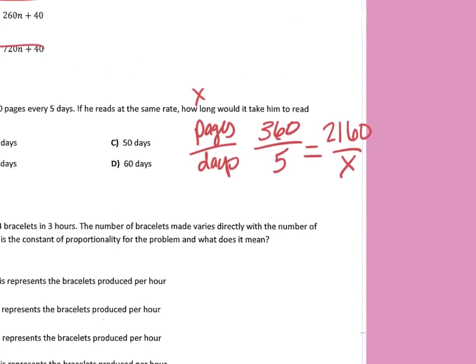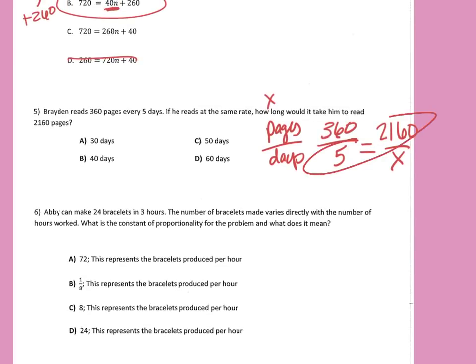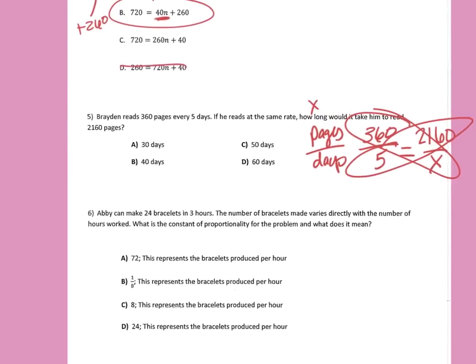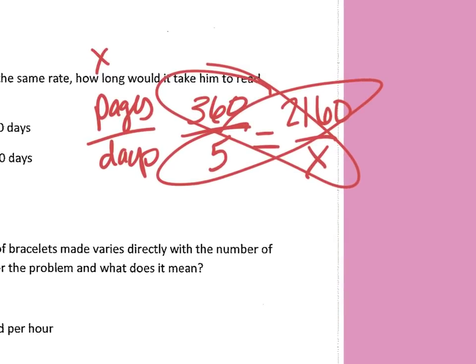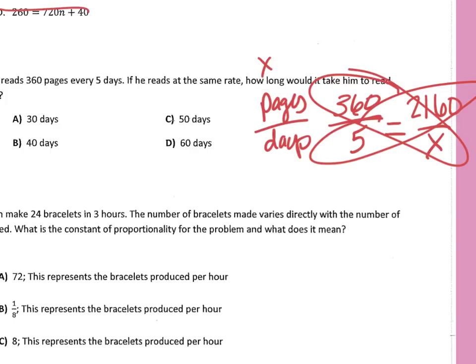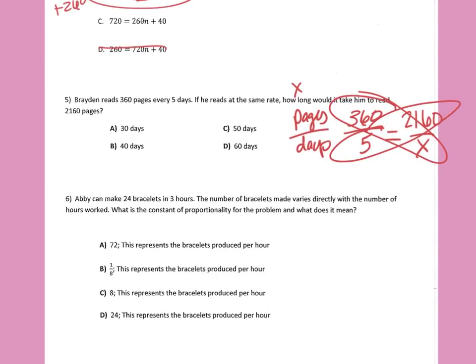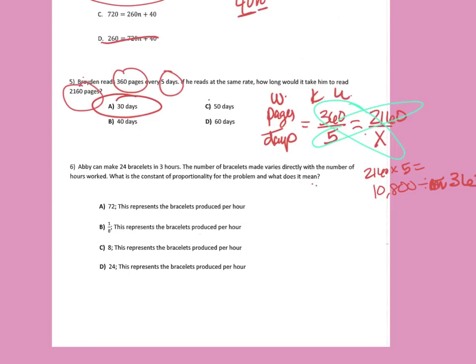I know the answer. Let me just say it. Cross, multiply, and divide. This is what you did last year in 7th grade, literally all year. So 2,160 times 5 divided by 360. Okay, same thing on number 6.